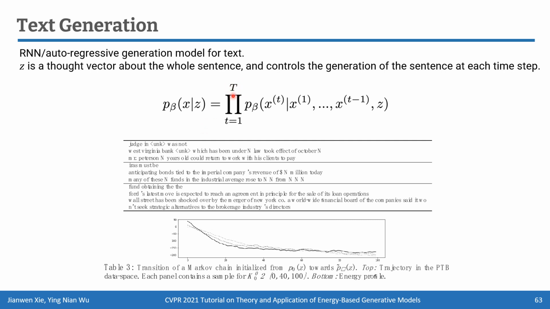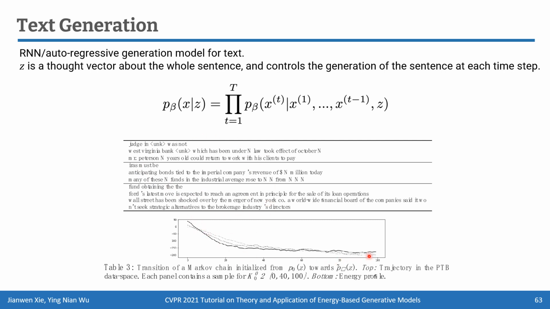Suppose we have capital T tokens, and this is an autoregressive model. And the thought vector Z actually controls the generation of each token in this sequence. And we can interpret this Z as a thought vector about the whole sentence. And here are some examples of generated sentences.